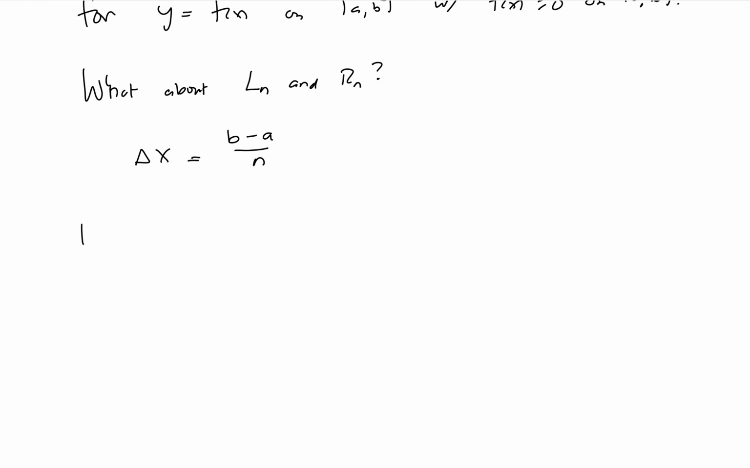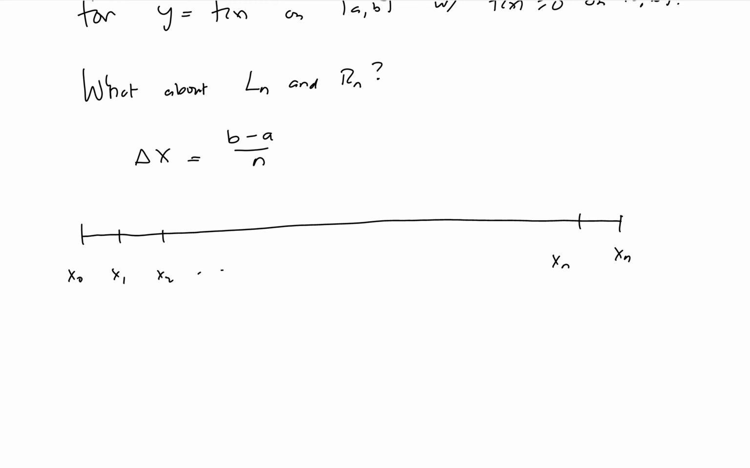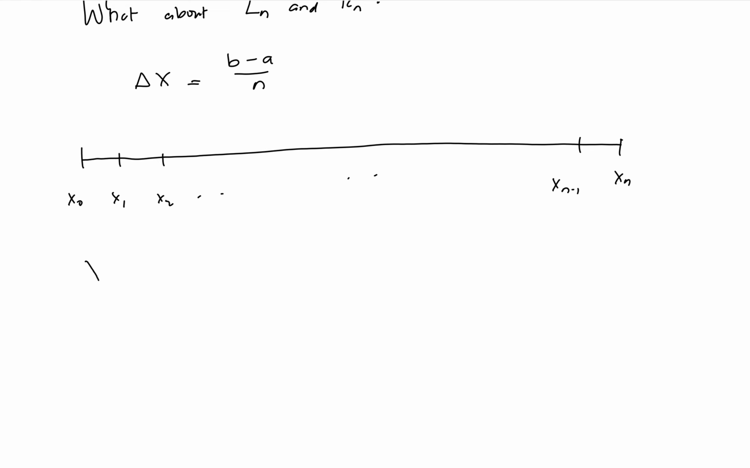And then we're going to break our interval up into n pieces. So x0, x1, x2, and so on. And this will be xn, and xn minus 1 before it, and then all those in the middle. So x0 is going to be a. x1 is a plus delta x. x2, now we go another delta x, so 2 delta x, and so on. So in general, it's a plus j delta x for the jth one.